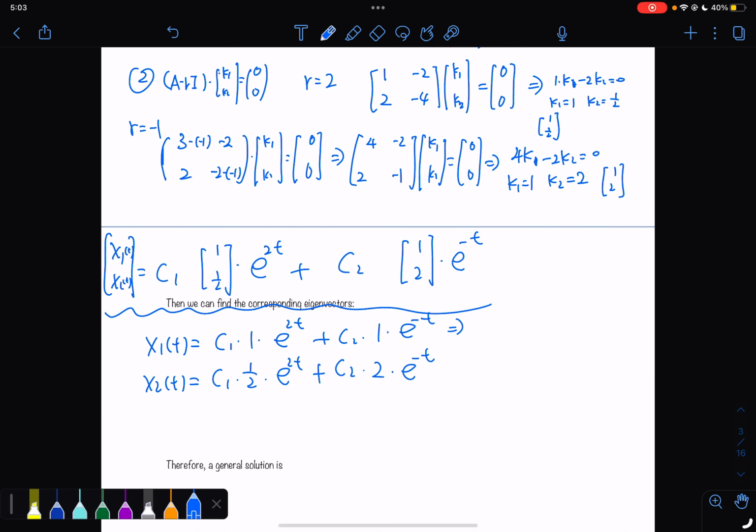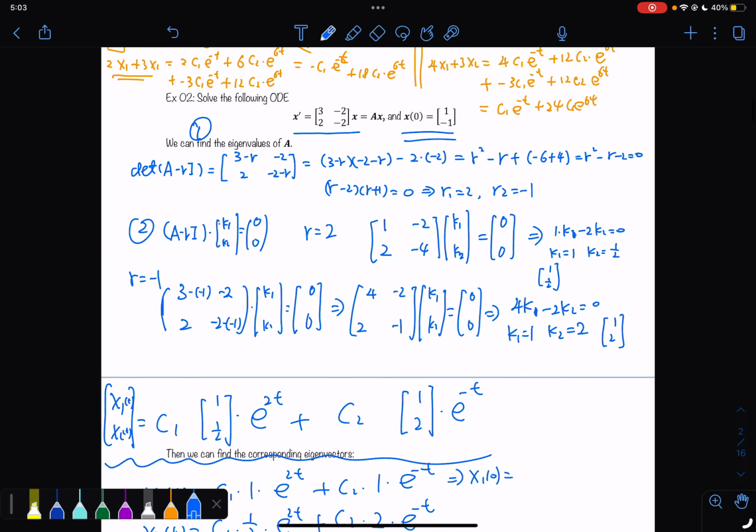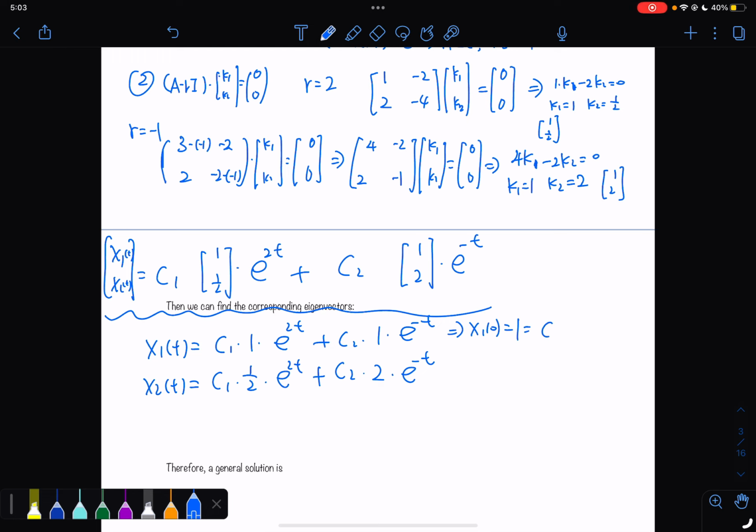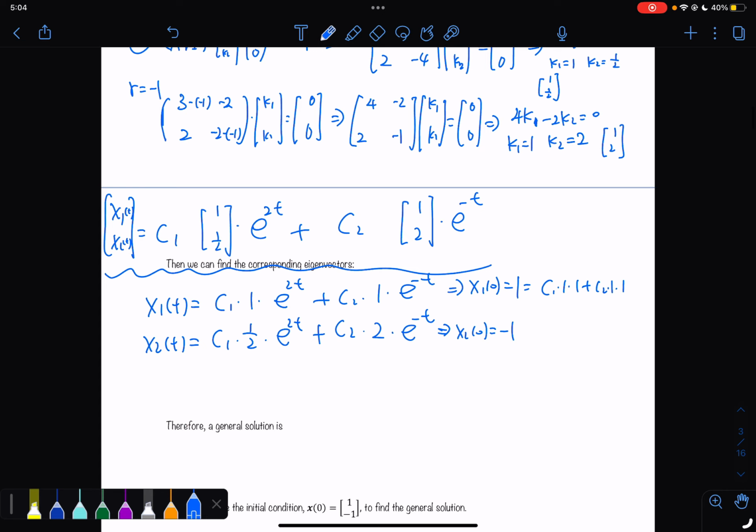So I'm going to end up with x1(0), according to the problem, is 1. It is supposed to be C1 times 1 times e to the 0, which is 1, by the way, added to C2 times 1 times e to the -0, which is also 1. And x2(0) is -1, if I remember correctly. That's right, -1 is C1 times 1/2 times 1, added to C2 times 2. So in short, my general solution leads to this particular structure: C1 plus C2 is 1, and -1 is 1/2 of C1 plus 2C2. So I can try to solve it.